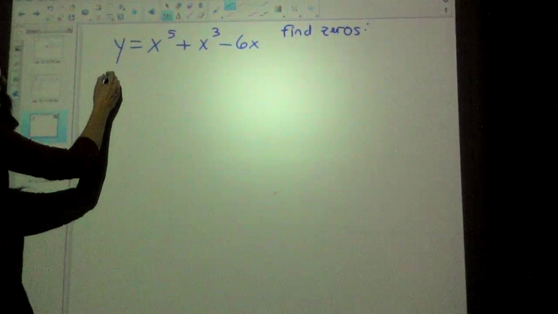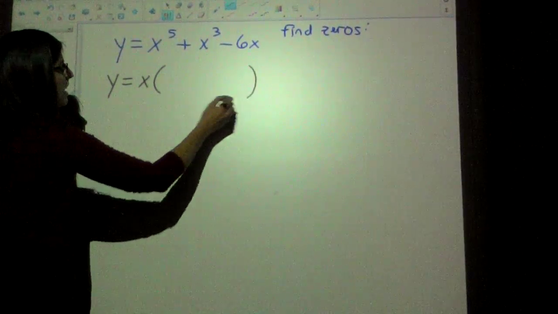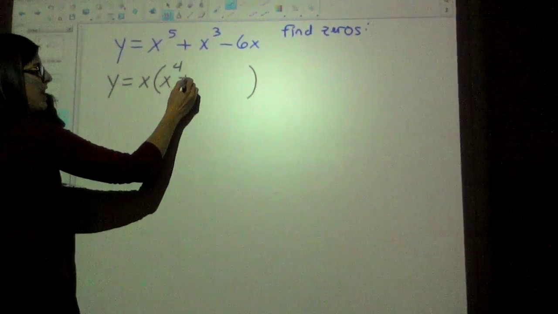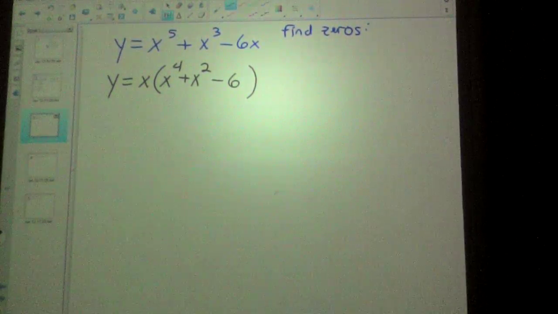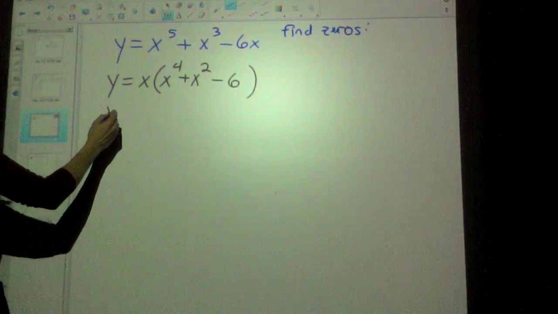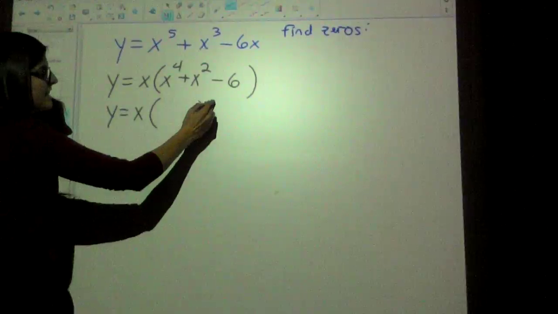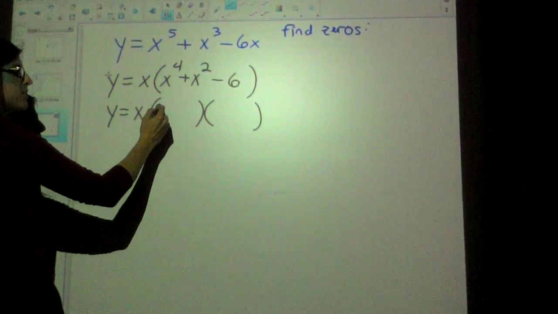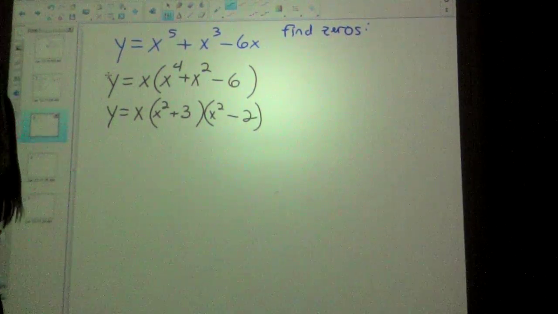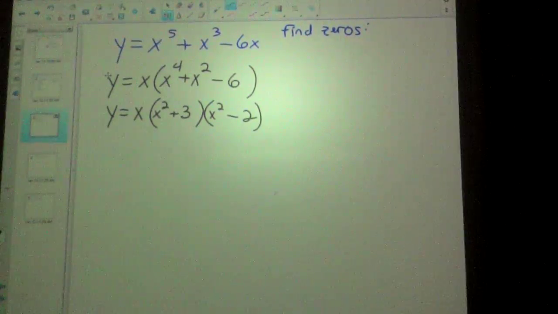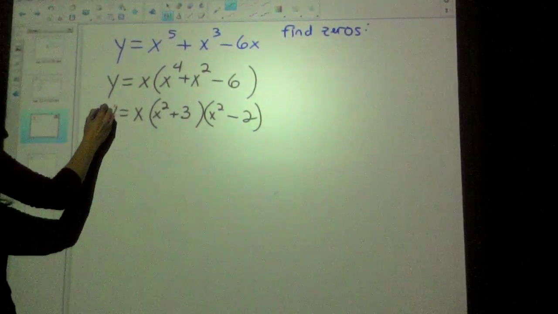Factoring x out is a great idea. Y equals x times, that'll give me x to the 4th plus x squared minus 6. That's a quadratic in disguise. I could use the quadratic formula on it, but it might be just factorable. That might be easier. Okay, so y equals x times, does this thing factor? x squared plus 3, x squared minus 2, right? Factors of 6 that subtract to be 1. Good work. Okay, I'm trying to solve this thing, so let's set that equal to 0.